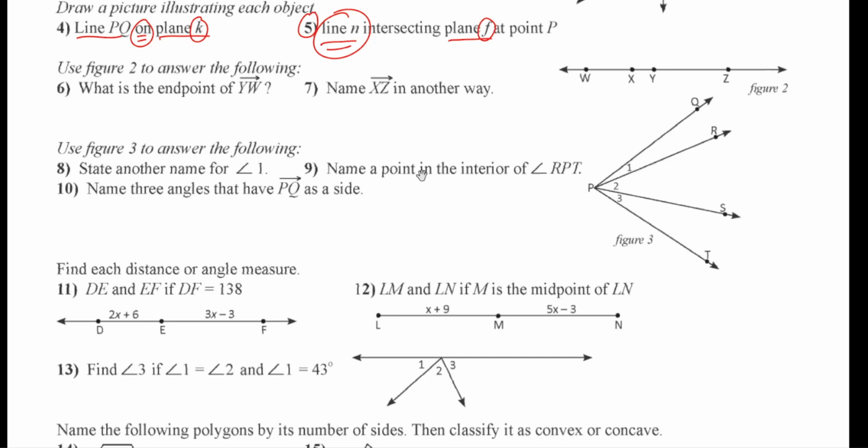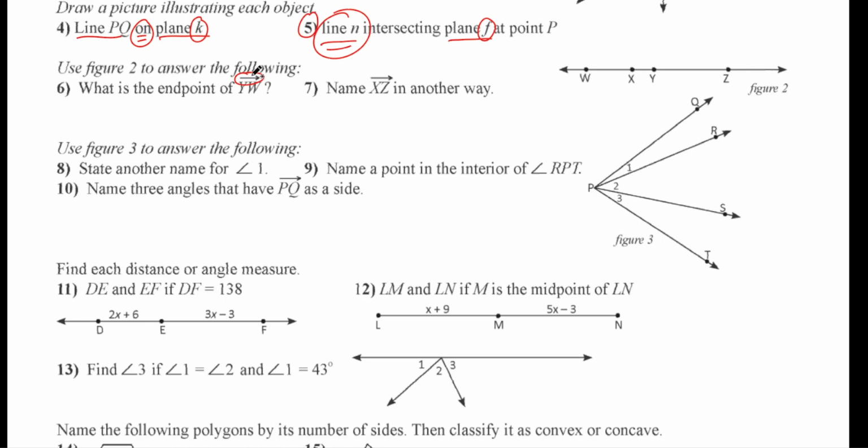All righty. Let's look at this one. It says, what is the endpoint of YW? And it's not just YW. What is that symbol right there? It's an arrow with just one arrow. It's not arrows on both ends of it. What do we call that thing?